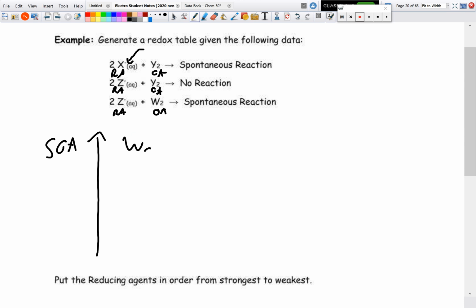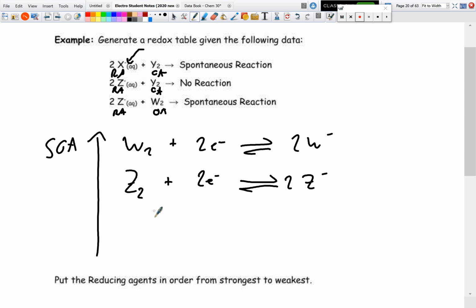But the order we should get is W2+ plus 2 electrons versus 2 W minus. Then the next one is going to be, not Zn, just Z2. And our next one is Y. And the last one, the weakest oxidizing agent, is X2.